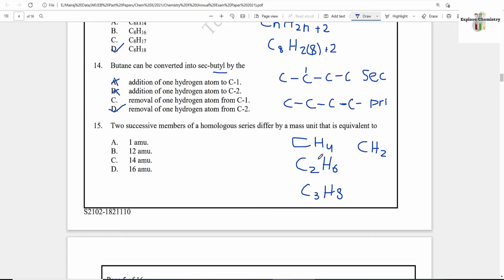So how many mass will increase? One carbon mass is 12 and two hydrogen atom mass is 2, means 14 AMU will increase. There is a difference of 14 AMU between two successive members of any homologous series. From ethane till propane also, if you will see, one carbon is increasing, two hydrogen atoms are increasing. Okay.